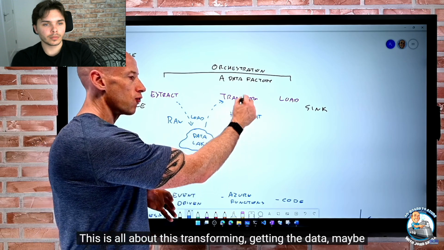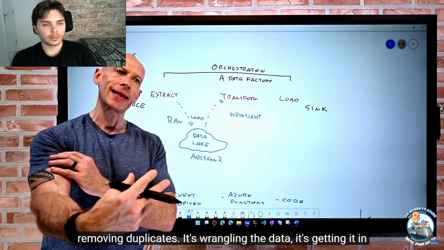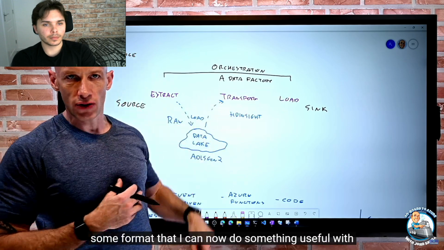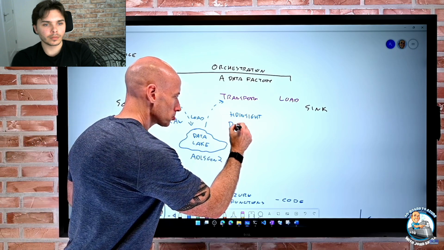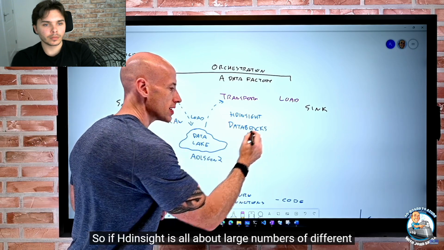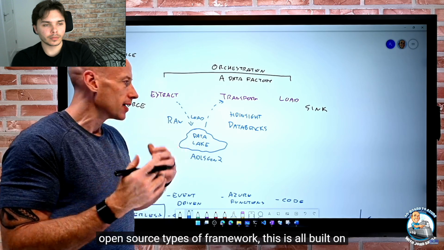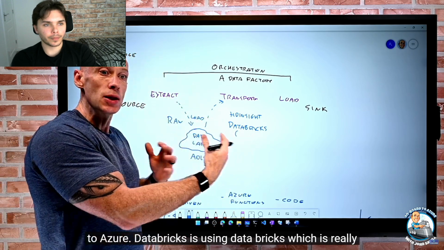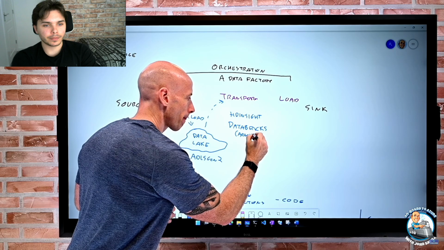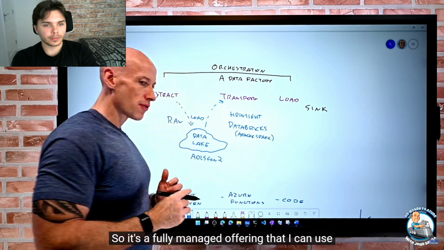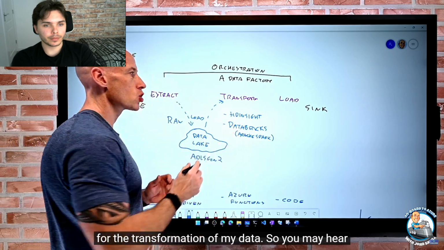This is all about transforming, getting the data, maybe removing duplicates. It's wrangling the data. It's getting it in some format that I can now do something useful with. There's also Databricks. So if HD Insight is all about large numbers of different open source frameworks, Azure Databricks is built on Apache Spark. It's a fully managed offering that I can use for the transformation of my data.